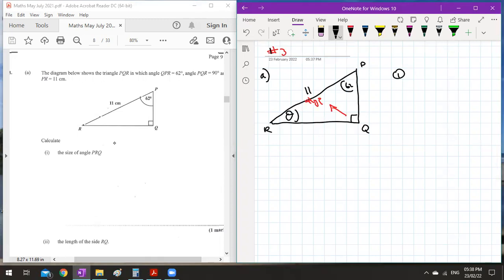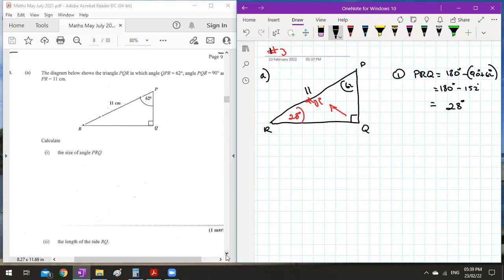And that should be straightforward because the sum of the angles in the triangle is equal to 180. So the angle PRQ is 180, subtract the sum of the other two angles, which is 90 plus 62. So 180 minus 152. Don't forget your degrees. So this angle here is 28 degrees.